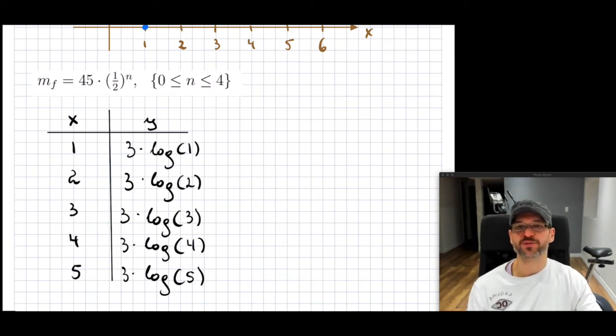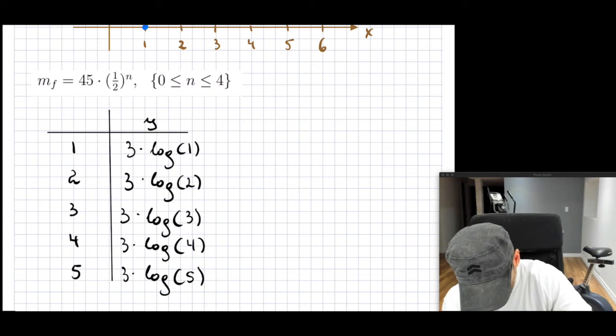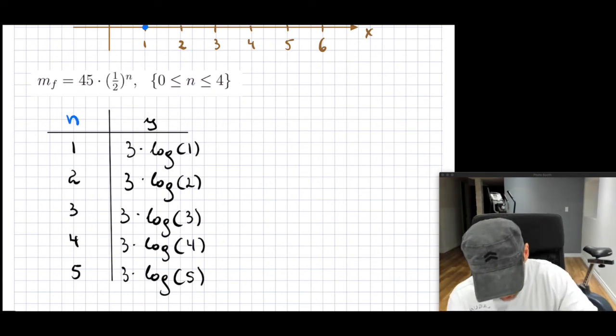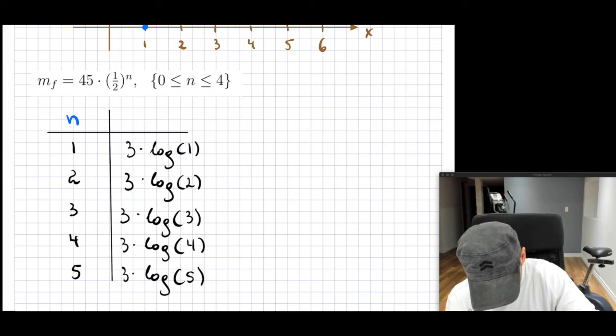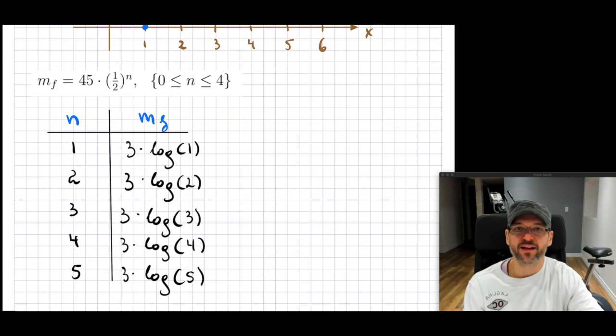Okay, I'm going to fill out the table of values so that you can see it. I'm just substituting all the values. Notice my input now is not x, it is actually n. I'll keep it in blue here. And then my output is not y, it is m, so some maybe final mass or something. All right, we'll be back.